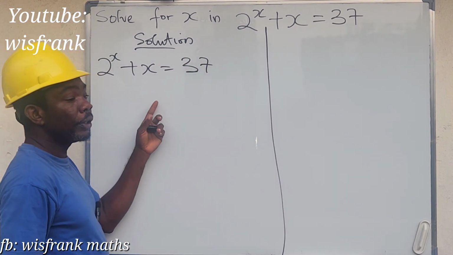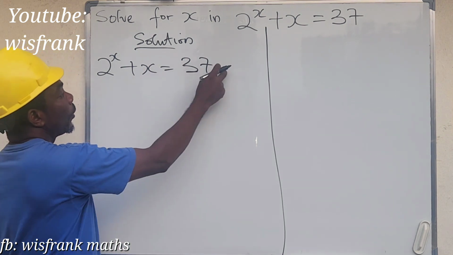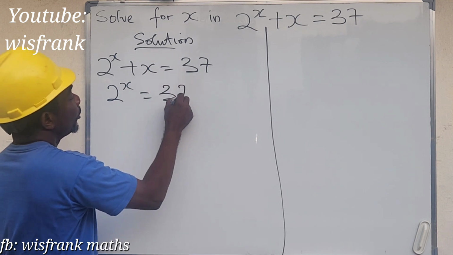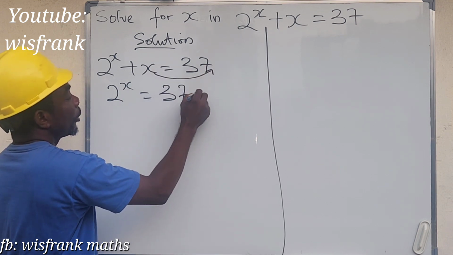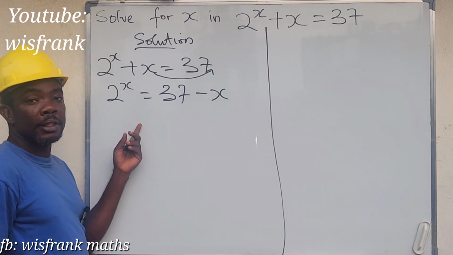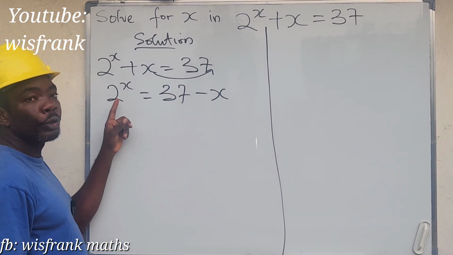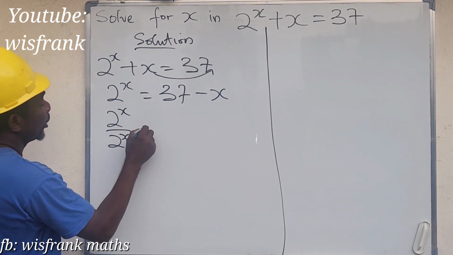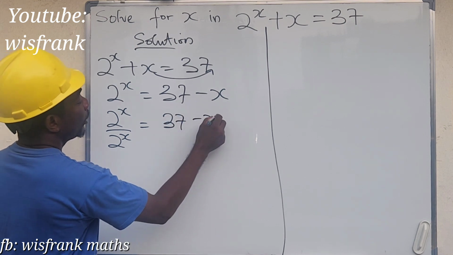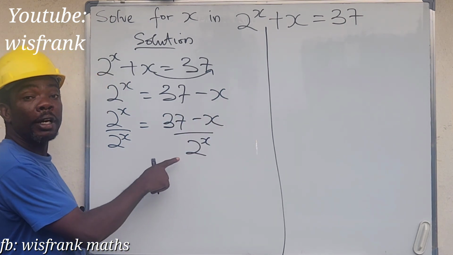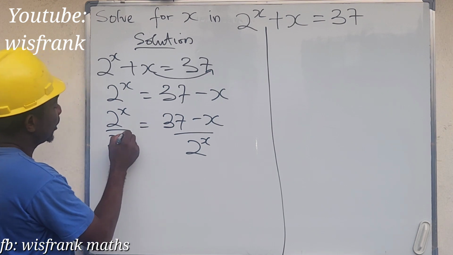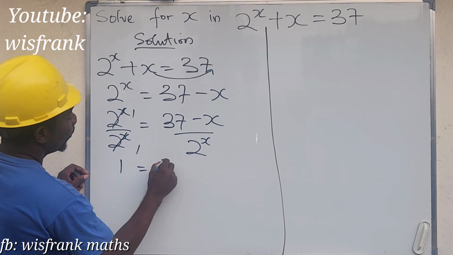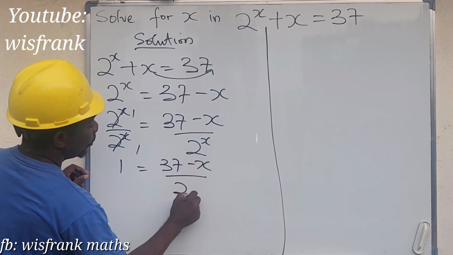What we are going to do now is transfer the x to the other side. So this will become 2^x = 37 minus x. The x is transposed to the other side and becomes minus x. In this case, we can divide all through by 2^x. So here we have 2^x over 2^x equals (37 minus x) over 2^x. This one will cancel here and this one will cancel here. We are now left with 1 equals (37 minus x) over 2^x.